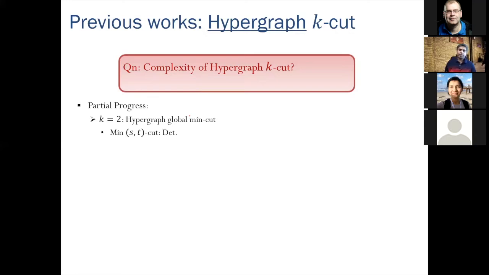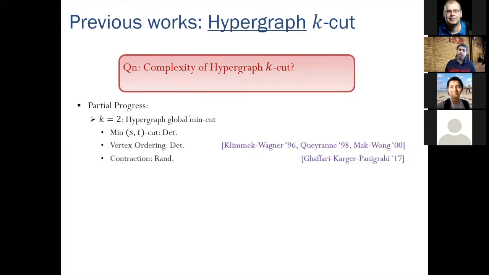Beyond going via min-ST cut, there are also faster ordering-based algorithms and random contraction-based algorithms to solve global min cut in hypergraphs. So we can solve hypergraph 2 cut. The next interesting case is hypergraph 3 cut. In 2008, Xiao gave a deterministic algorithm to solve hypergraph 3 cut. So what is open is the complexity of hypergraph k cut for k at least 4.